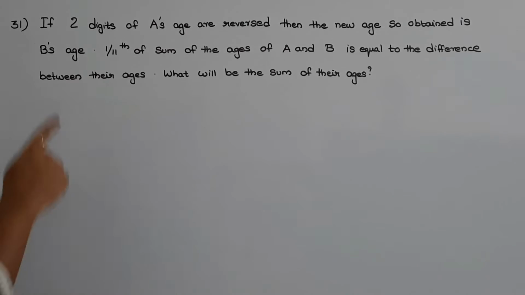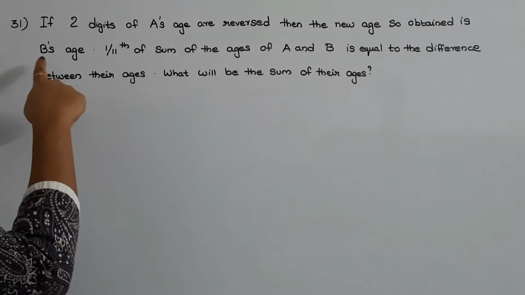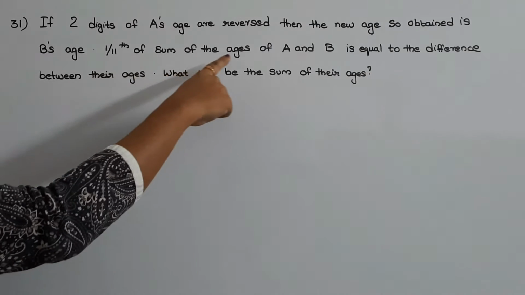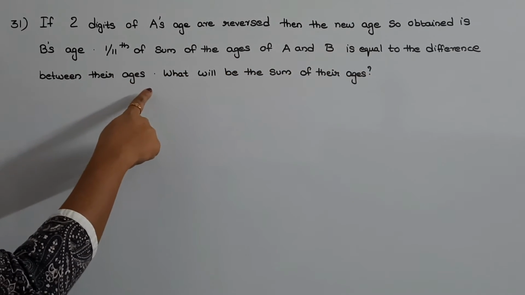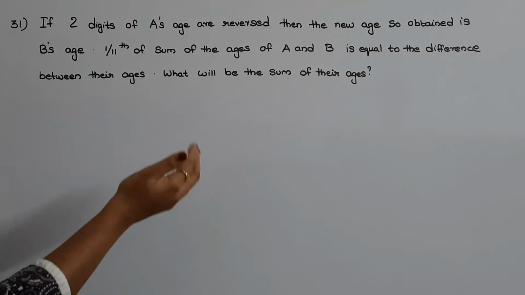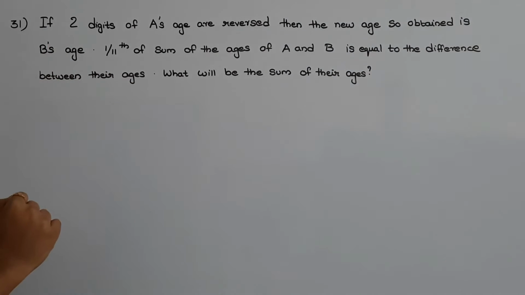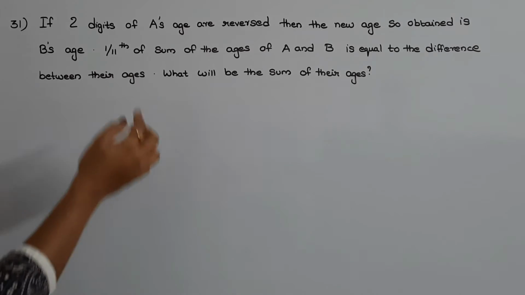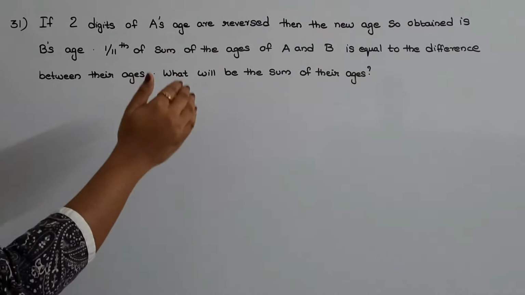The next question is, if two digits of A's age are reversed, then the new age so obtained is B's age. 1/11th of sum of the ages of A and B is equal to the difference between their ages. What will be the sum of their ages? So in this question they are telling that if the two digits of A's age are reversed, then the age which we are getting is B's age. Okay. Then they are telling that 1/11th of the sum of their ages is equal to the difference in their ages.